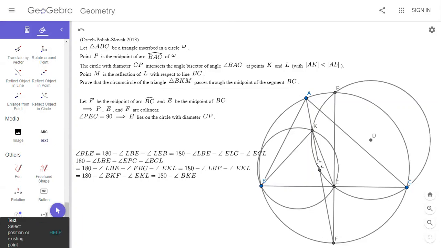So we had that FC is tangent to the circle. Okay. I'm trying to remember how I proved that. I thought it was, oh yeah, because angle PCF is 90 degrees.